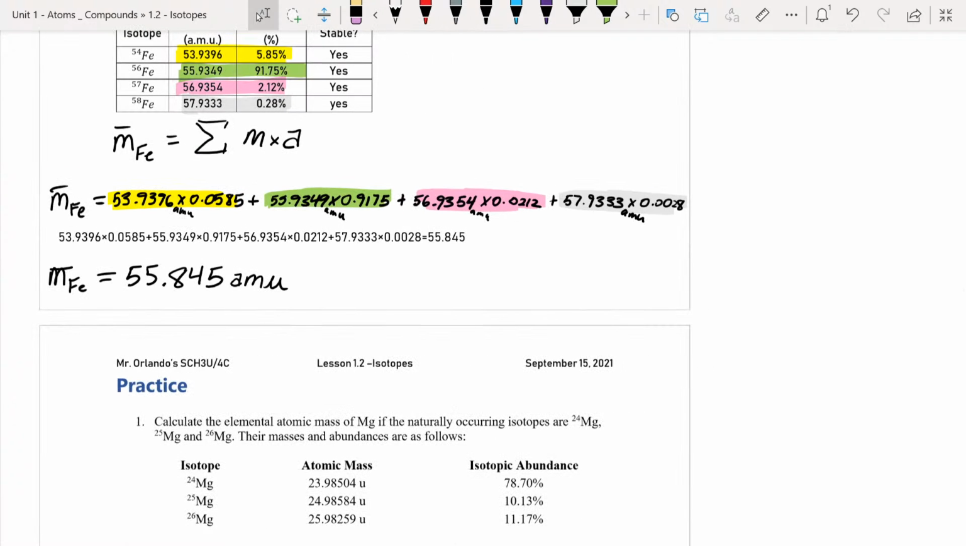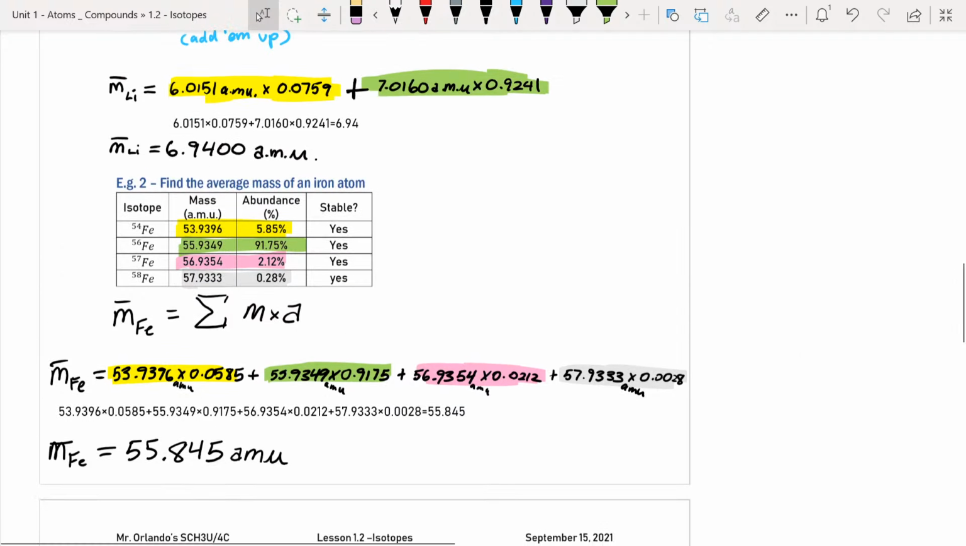It's not great. Questions about that? Why is 54 and 56 stable but not 55? Sorry? Why is it that 54 and 56 are stable but not 55?